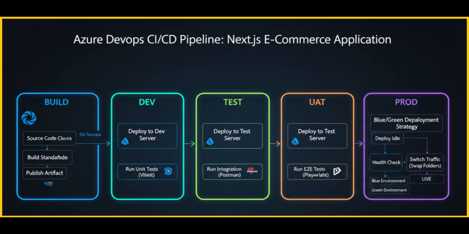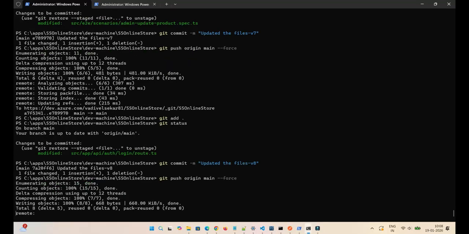Environment isolation ensures each stage uses distinct environment variables, that is .env.dev, .env.prod, ensuring data isolation and configuration safety. Self-healing and robustness: file locking handling includes retry logic and process termination to handle Windows file locking issues during deployment. Process persistence uses PM2 to manage application processes, ensuring they restart automatically if the server reboots. Comprehensive reporting generates and publishes JUnit XML reports for all test levels, providing visibility into test health directly within the Azure DevOps dashboard.